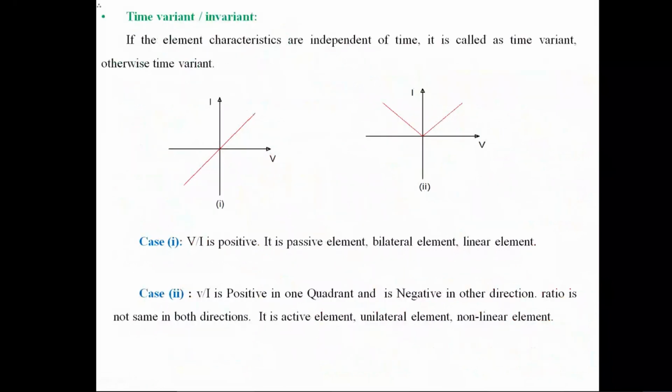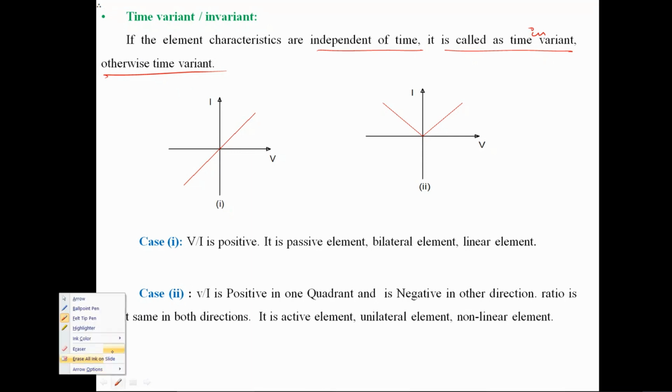Then we have another classification: time variant and time invariant elements. So what is time variant? If the element characteristics are independent of time, it is called time invariant; it was wrongly printed here. Otherwise it is time variant.